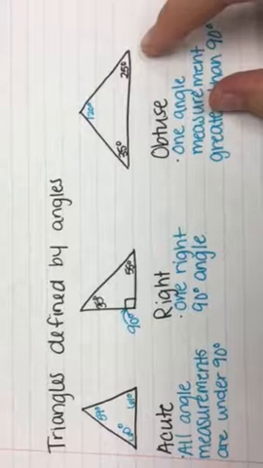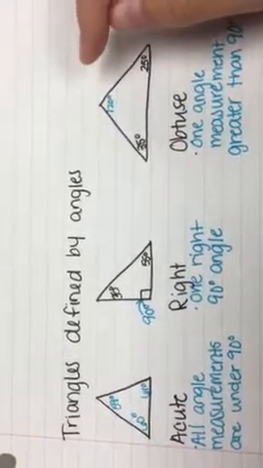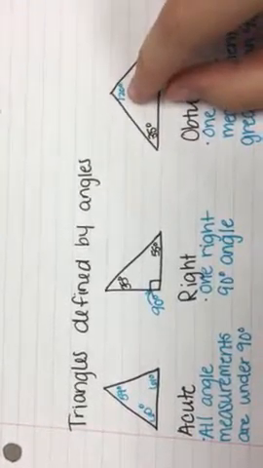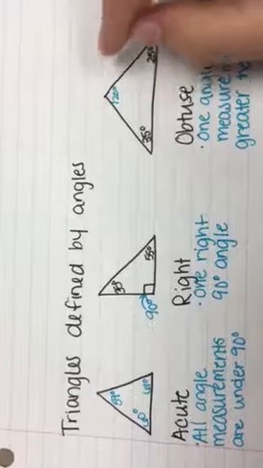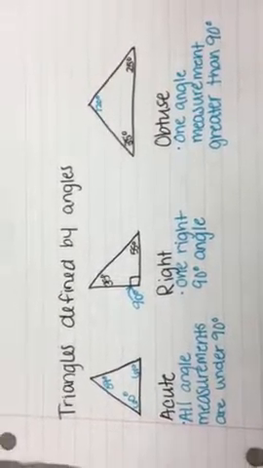Lastly, you can have an obtuse triangle. An obtuse triangle has one angle measurement bigger than 90 degrees. So you can see right here where it says 120 degrees, that is bigger than 90 degrees. And those are the properties of shapes.